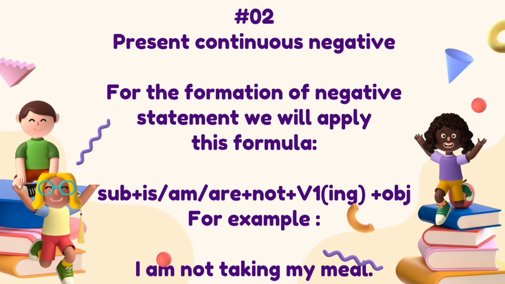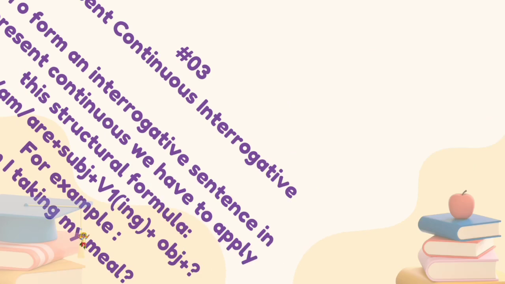Number 2. Present continuous negative. For the formation of a negative statement, we will apply this formula. Subject plus is, am, are plus not plus verb's first form with ing plus object. For example, I am not taking my meal.